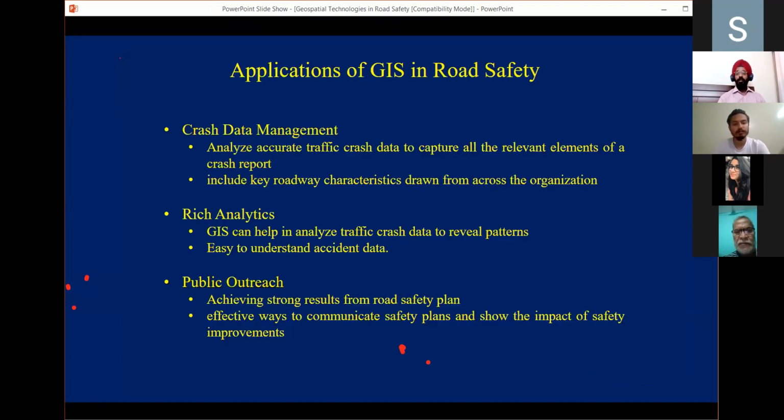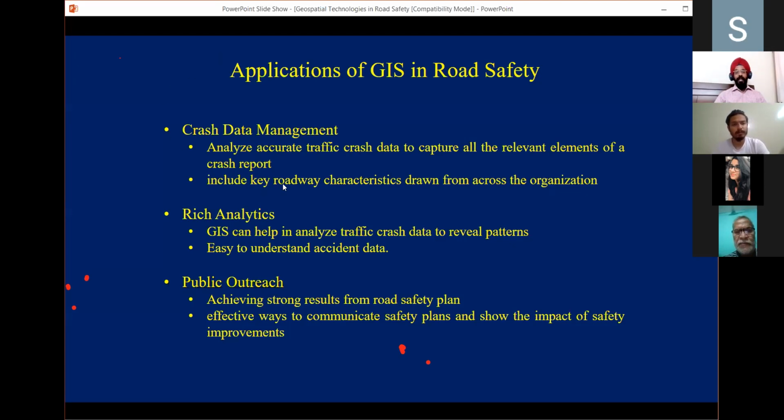So the application of GIS in road safety is crash data management. We can analyze accurate traffic crash data to capture all the relevant elements of a crash. Maybe I have Excel data, but with the help of GIS, I can analyze also, because we have a number of tools. I can analyze visually, as well as take printouts. Maybe some experienced person can say, no, I don't need a map, I need only data and analysis. So GIS can do that also. It can create a map, and you can take a printout of that also.